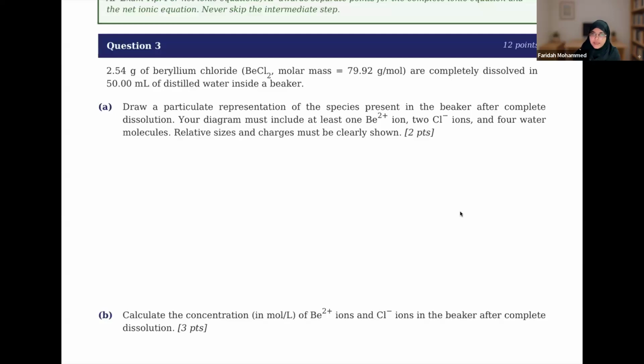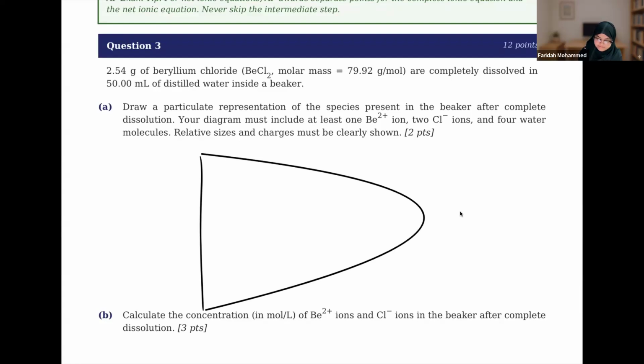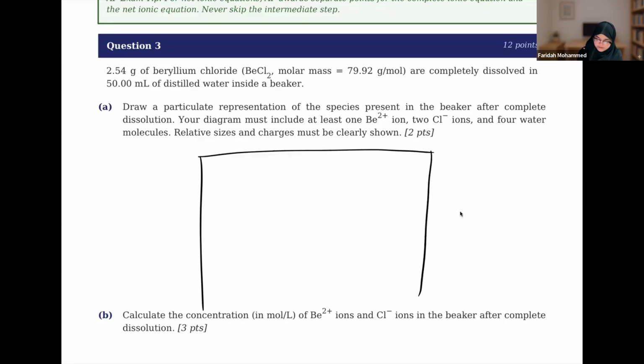When they give you a box, which this question did not give you, I'm just going to draw a box like that. Now, they say draw a particulate representation of the species present in the beaker after complete dissolution when BeCl2, beryllium chloride, is dissolved in water. What's going to happen?